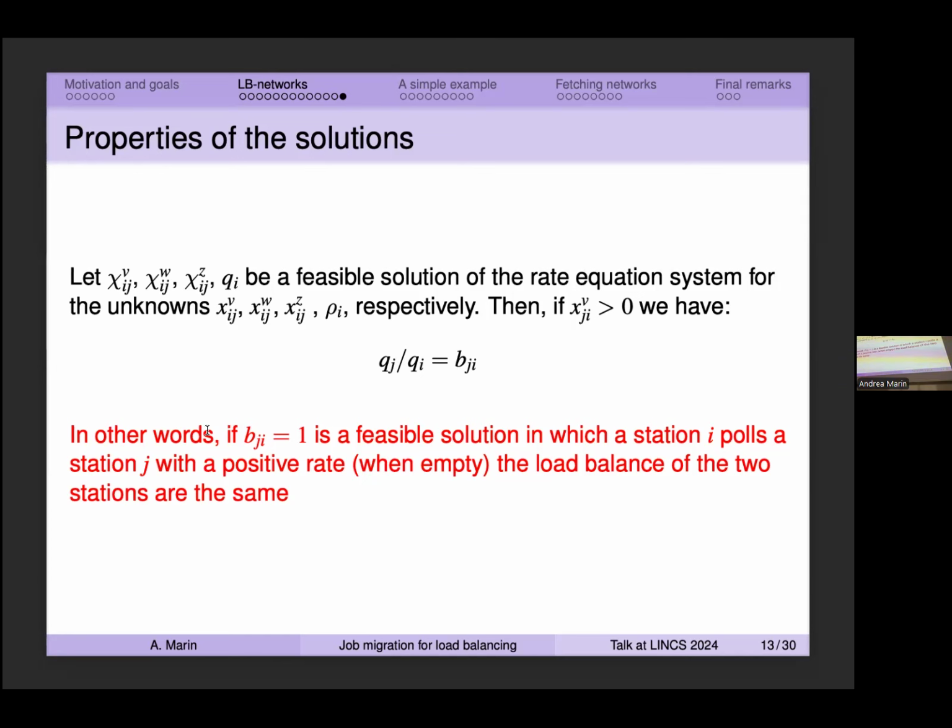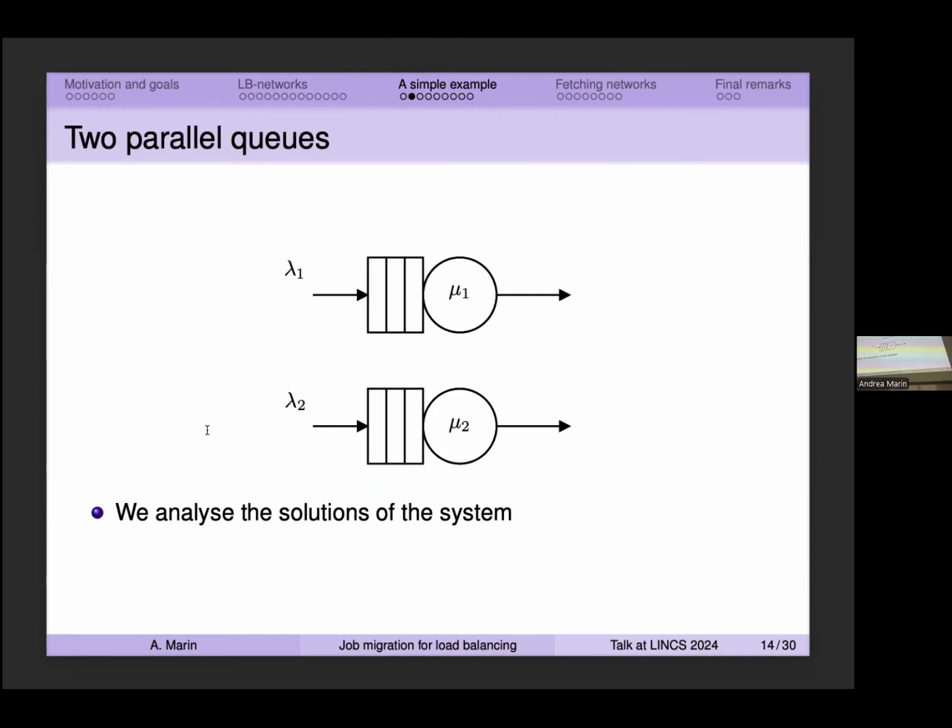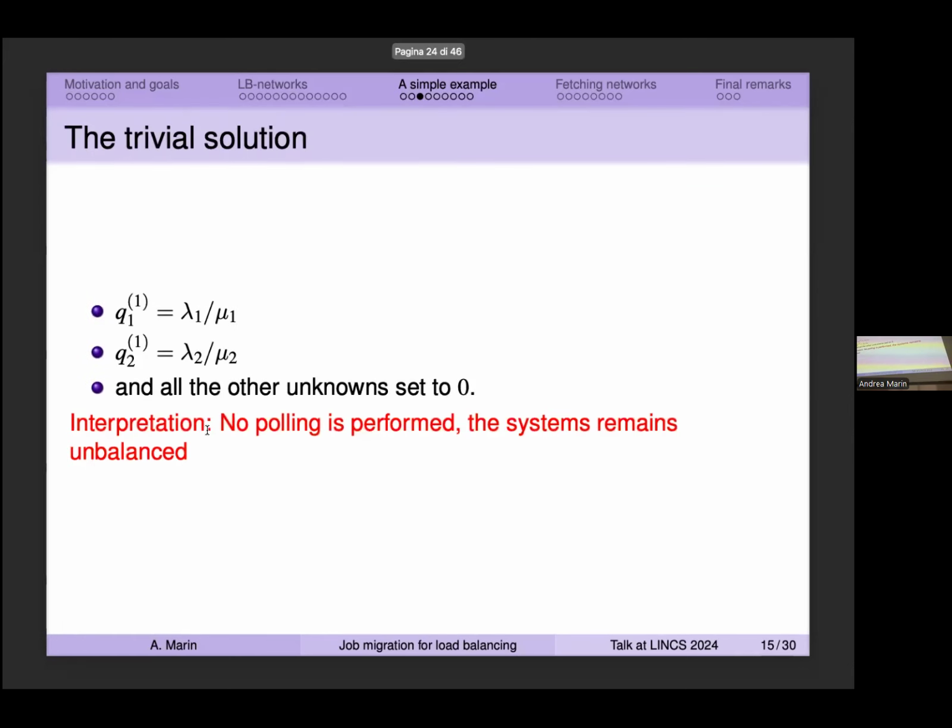Now we see in a simple example why it may not exist. Okay, so let's suppose a very simple case. We have two independent queues. Lambda 1 over mu 1 is the load factor of the first queue if you don't balance them. Lambda 2 over mu 2 is the load factor of the second queue if you don't balance them. Okay, so the first solution is don't do polling. If station 1 doesn't poll station 2 and vice versa, clearly everyone maintains its own load, and that's absolutely not interesting. But this is a solution of the system of nonlinear equations. It's just a trivial solution that we want to avoid.